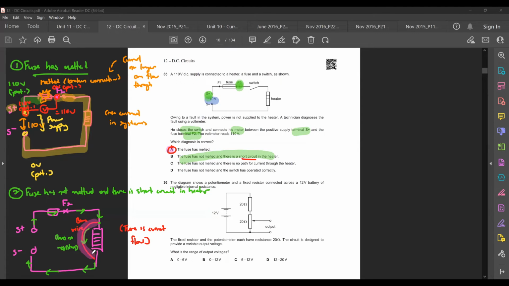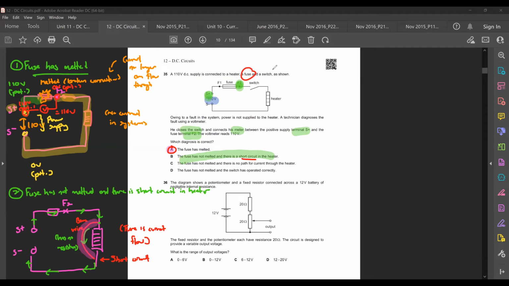This one is your short circuit. This part is your short circuit. All right. Okay, then after that, let's just look at the changes in your potential.